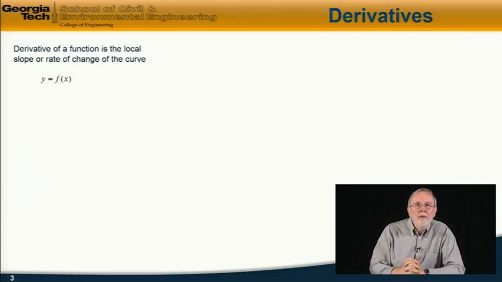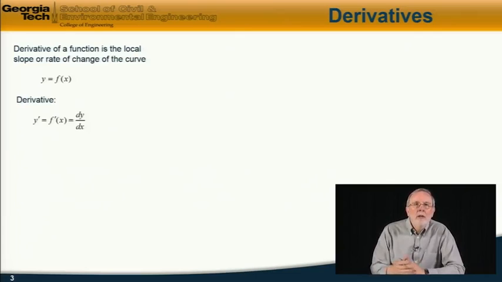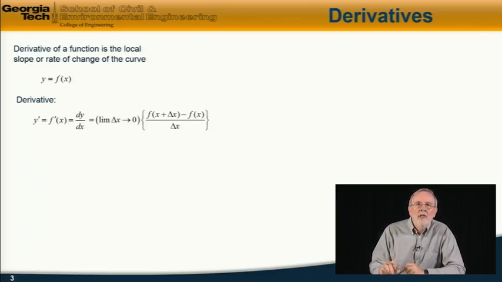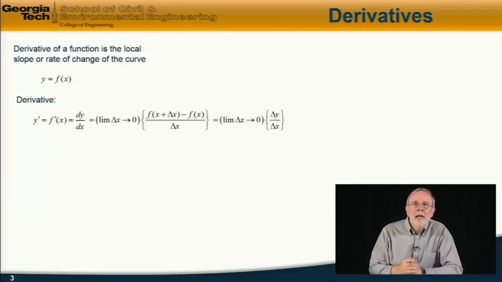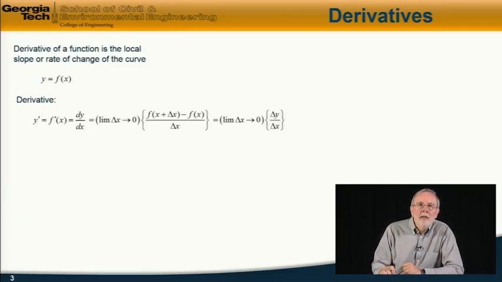Firstly, the definition of the derivative of a function is the local slope or rate of change of the curve. So for example, if we have some function y equals a function of x, we write the derivative as either y prime or f prime of x or dy by dx, which is defined as the limit as delta x tends to 0 of the function evaluated at x plus delta x minus the function evaluated at x, divided by delta x. Or, in terms of y, that's the same as the limit as delta x tends to 0 of delta y over delta x.